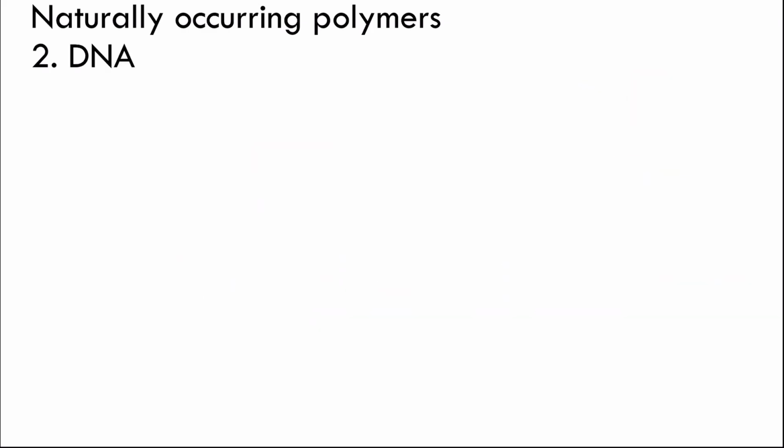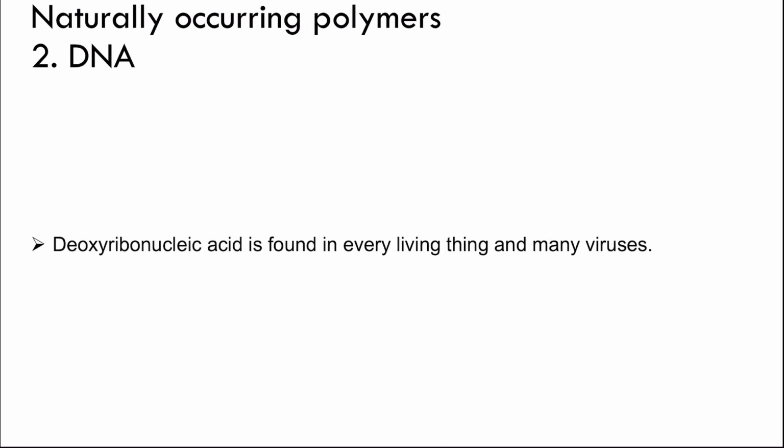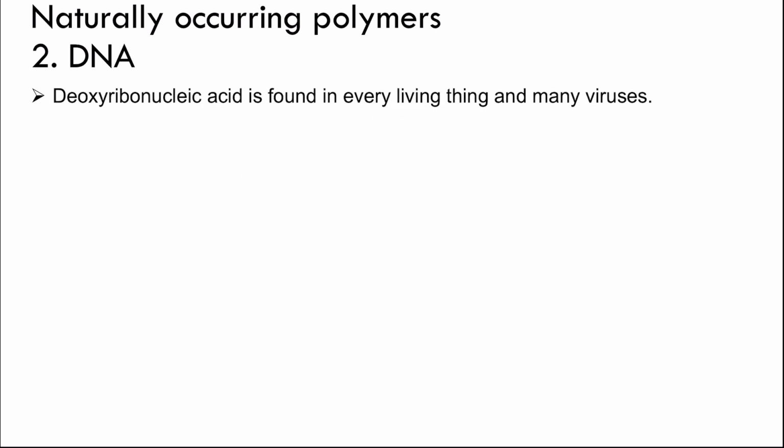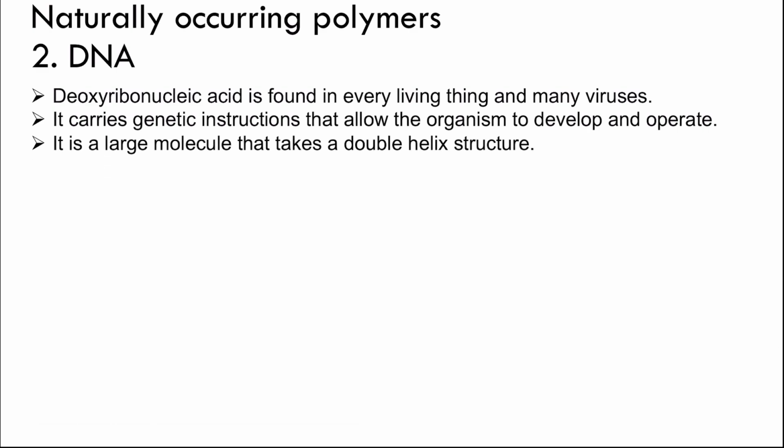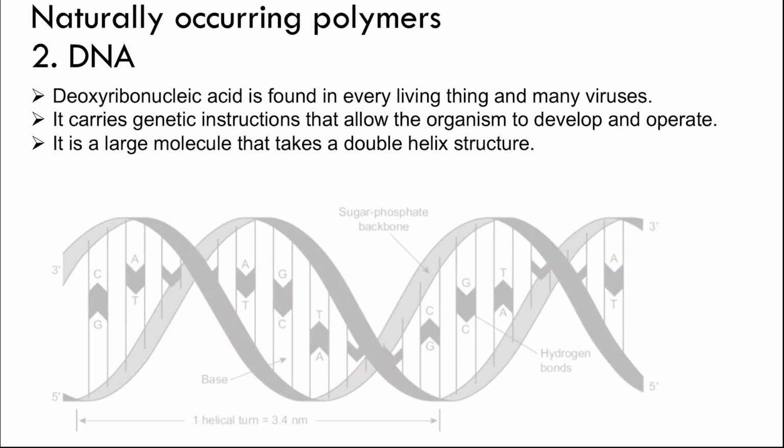The second type of naturally occurring polymers is DNA. DNA is called deoxyribonucleic acid, which is found in every living thing and many viruses as well. It carries the genetic information or the genetic instructions that allow the organism to develop and operate. It's a large molecule that takes a double helix structure.